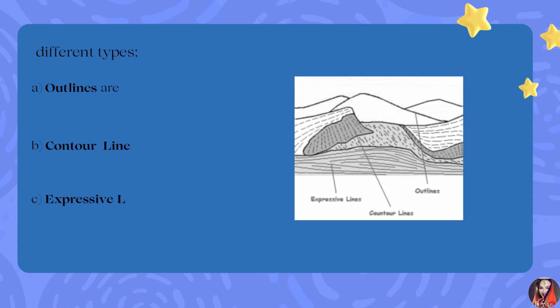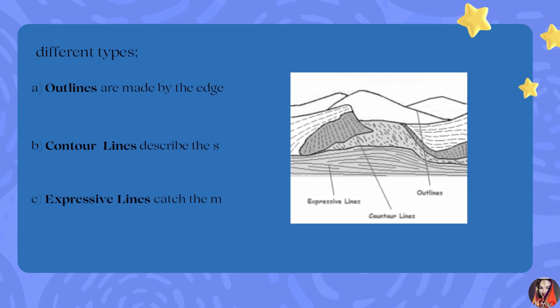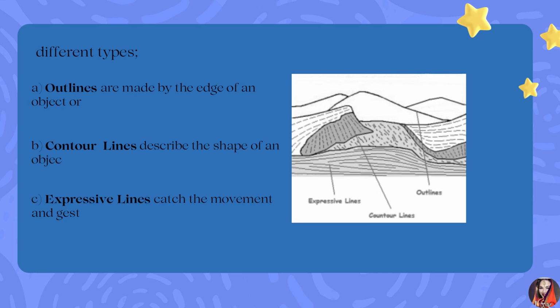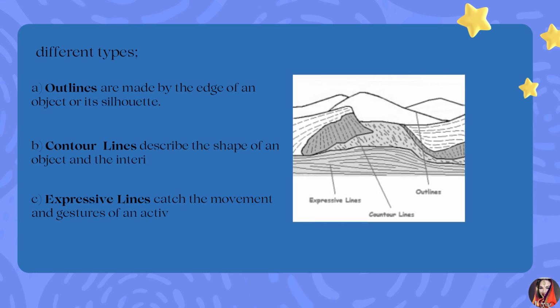Moreover, lines can be classified into different types. Letter A, outlines that are made by the edge of an object or its silhouette. Letter B, contour lines that describe the shape of an object and the interior detail. Letter C is expressive lines that catch the movement and gesture of an active figure.